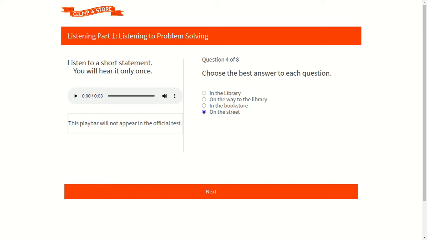We can listen very clearly in the audio that the man met the woman while finding the way to the library. So that's why the second option is the correct option. That is, on the way to the library.